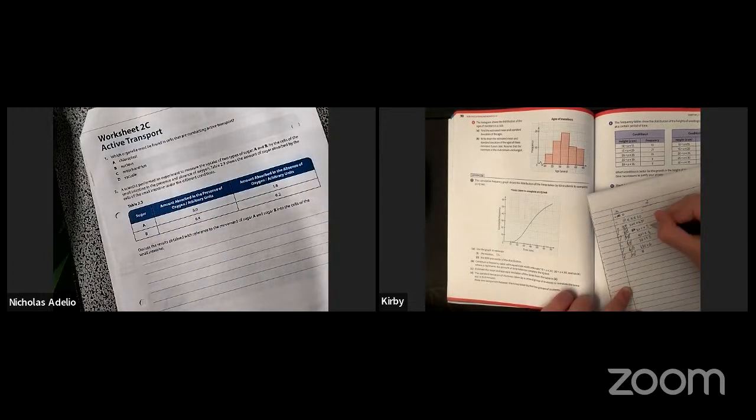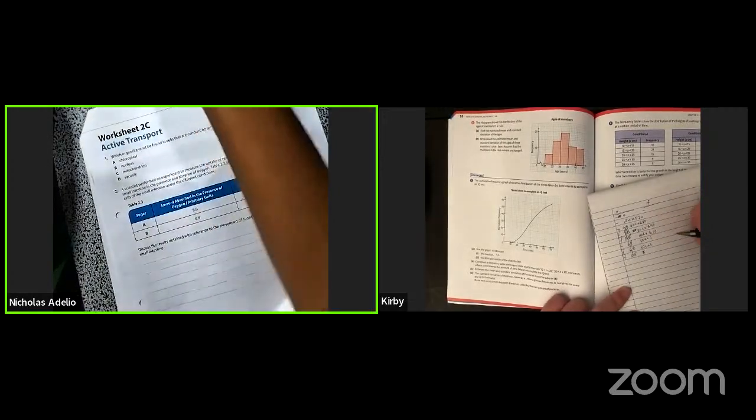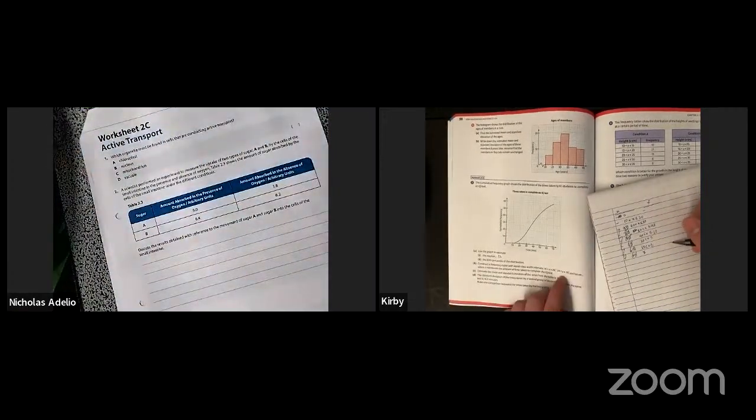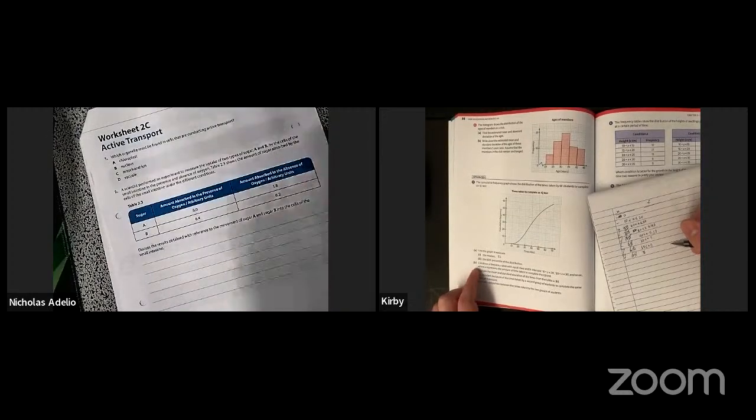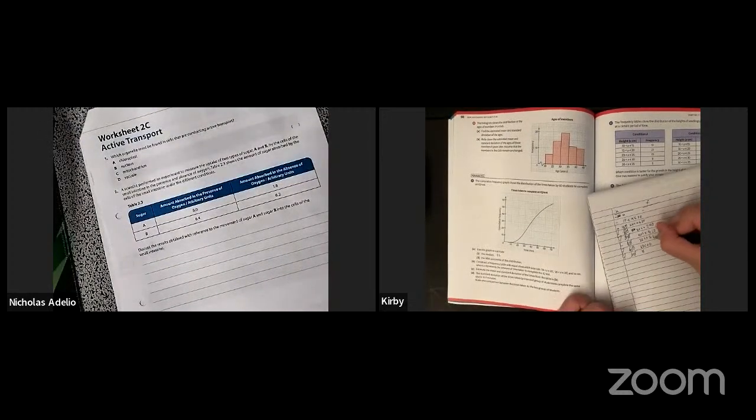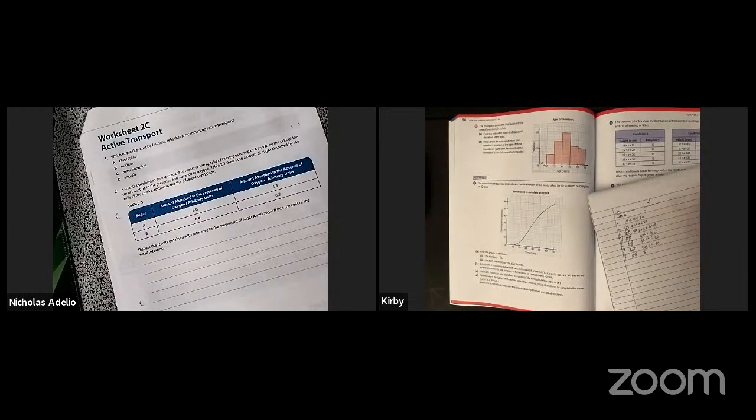Okay, Kirby. So the table, you decided your table to be from 10 to 20, 20 to 30. Is that your own initiative? The question, please say. Oh, the question did say. Okay, never mind. The question did say. And so you're reading the question. I'm very happy.